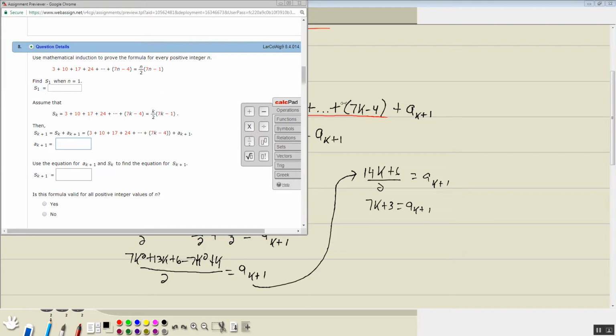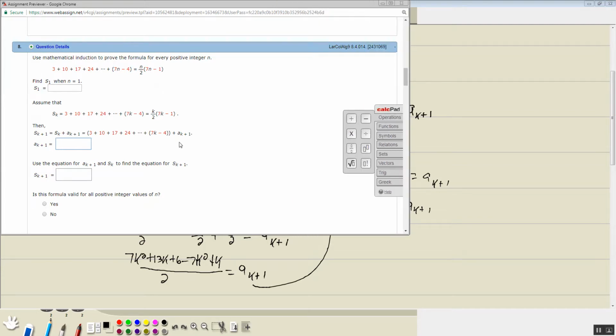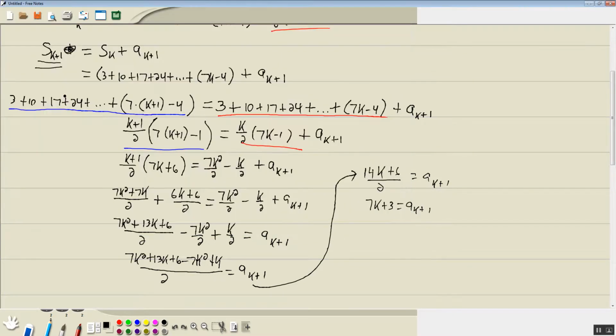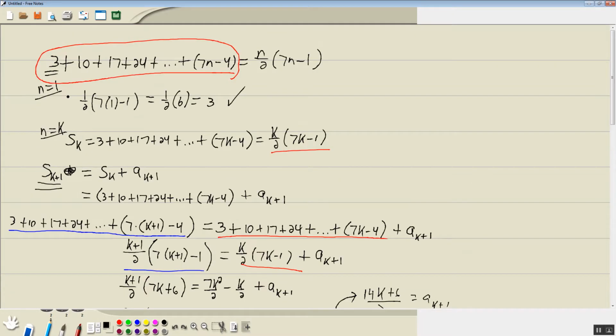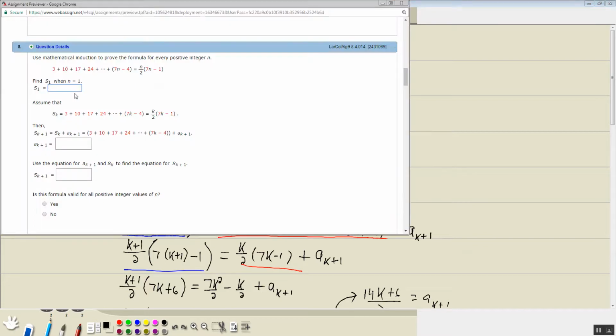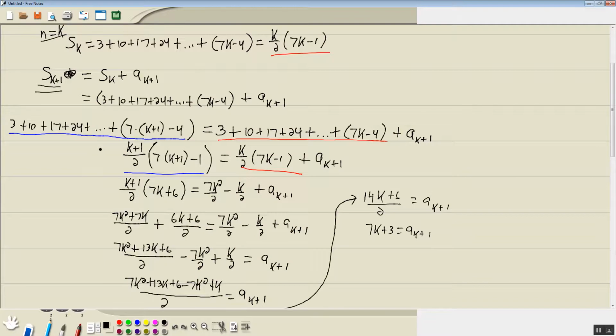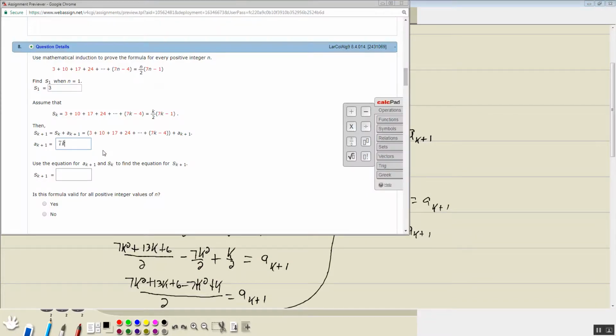And I'm in preview here, so I don't suppose I can actually show it. Let's see, what was this? 3. This came out as 7k plus 3.